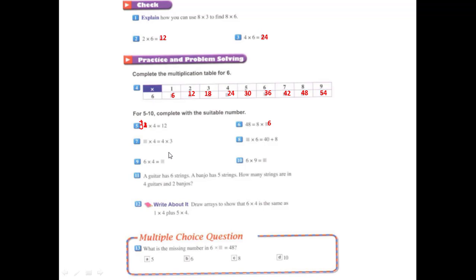3 times 4 is equals to 12. 4 times which number is equals to 4? Of course 3. It's commutative property. Okay, guys, on this side you have 4 and 3, and on the other side you should have the same numbers. 4 times 3. Okay, 40 plus 8 is equals to 48. 6 times which number is equals to 48? Look at here, 6 times 8 is equals to 48. Done, guys?